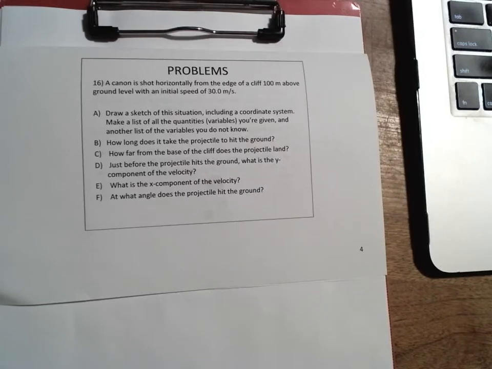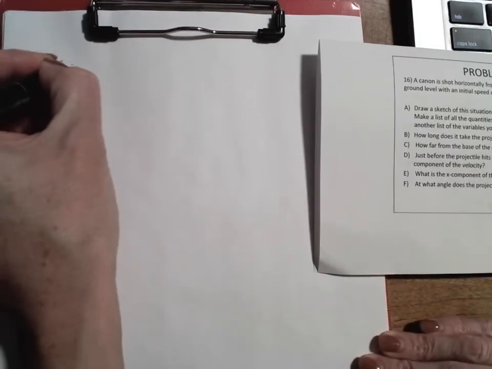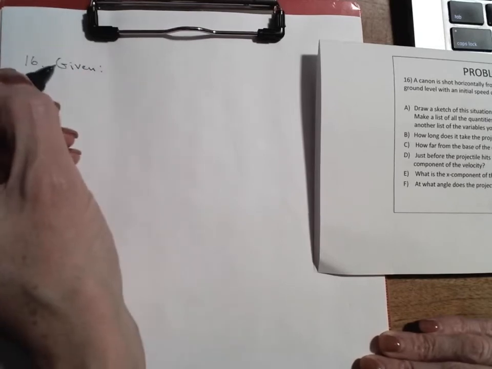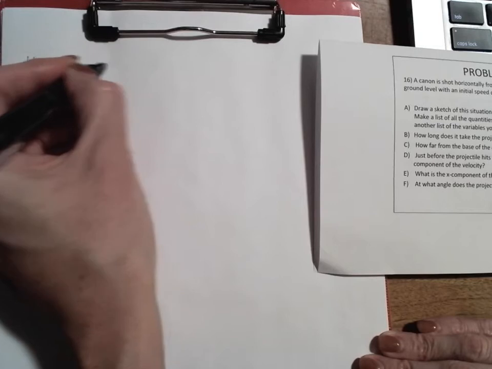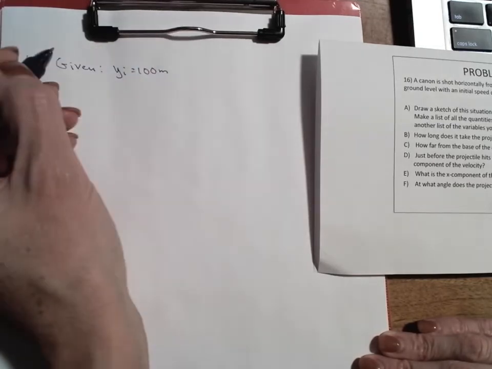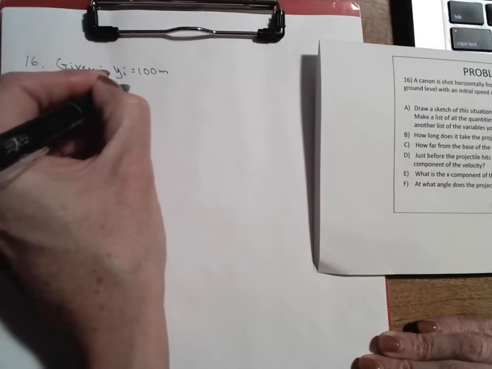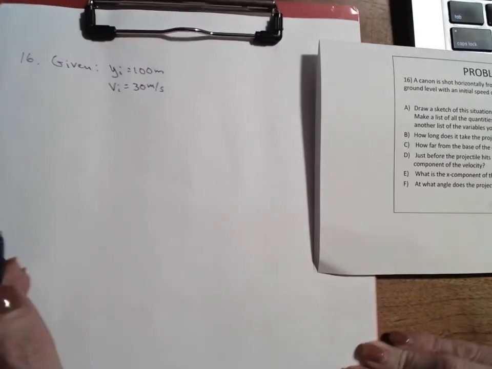We have to find the y component of the velocity, the x component of the velocity, and the angle that the projectile hits the ground. So we'll first write up our givens and finds. So we have y initial is equal to 100 meters, and v initial is equal to 30 meters per second. So we're first going to draw a sketch.